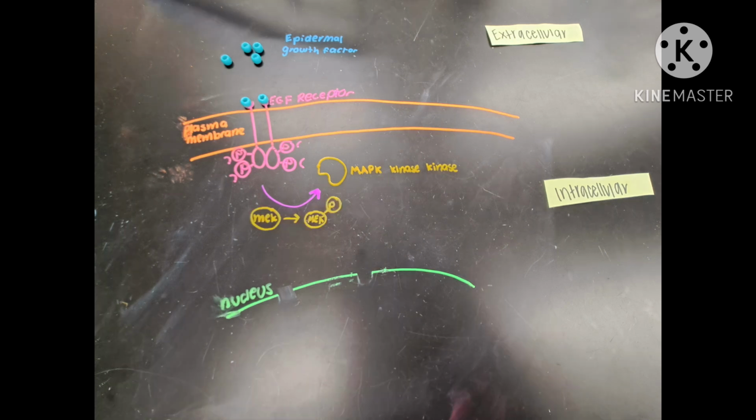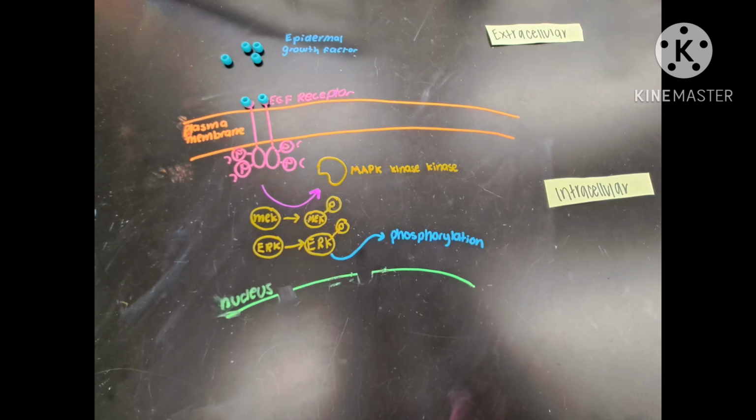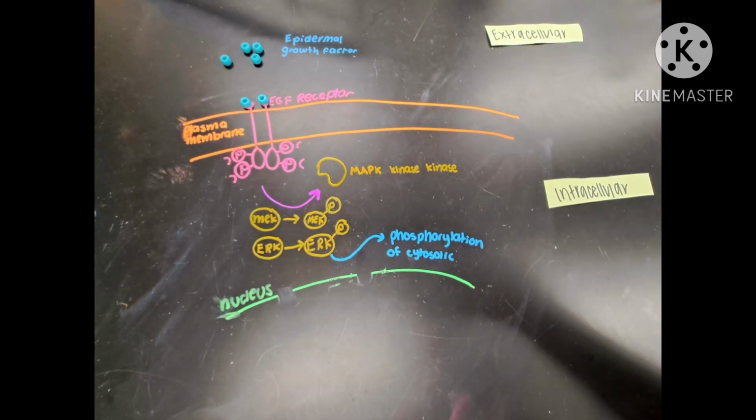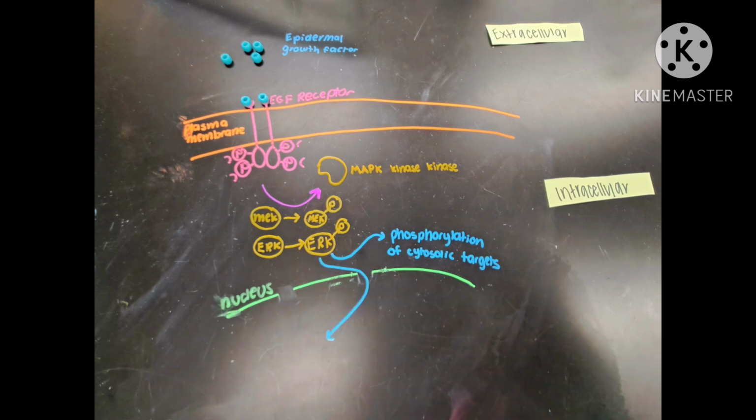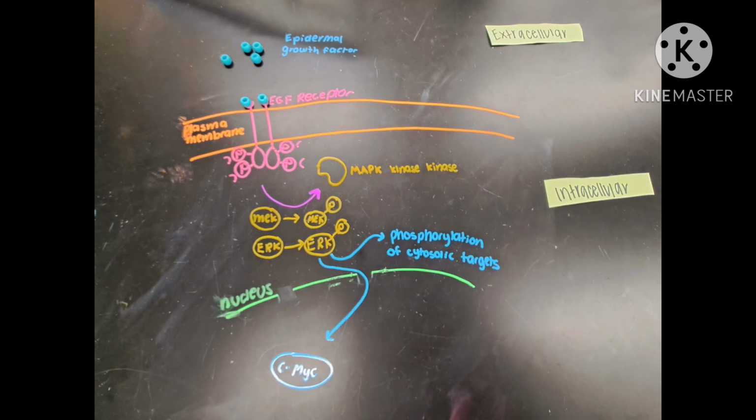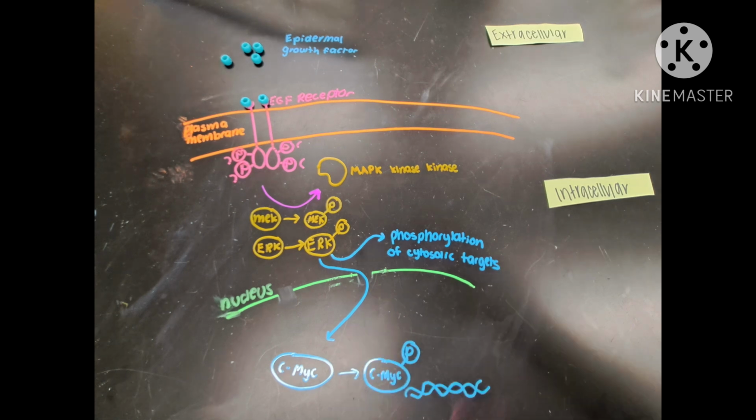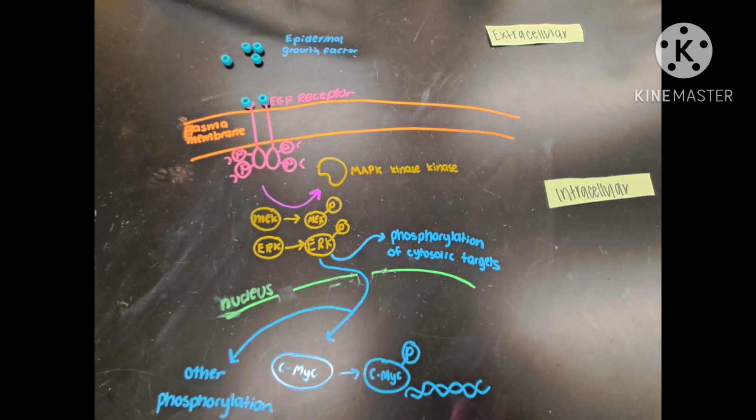This cascade phosphorylates MEK and ERK, turning them into MKK and MAPK. These targets then enter the nucleus to activate the transcription factor c-MYC that promotes cell growth and division.